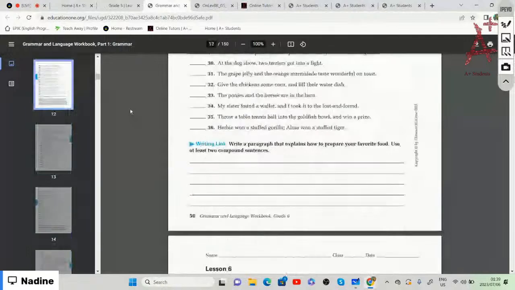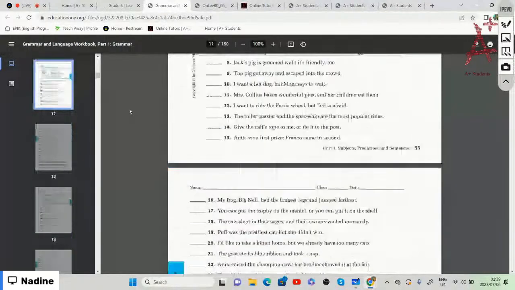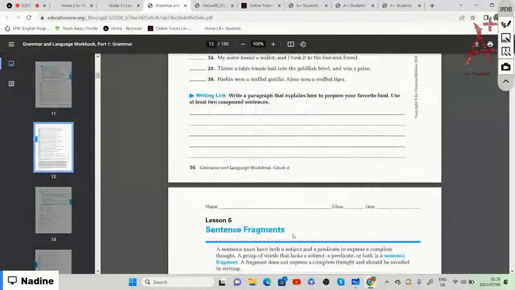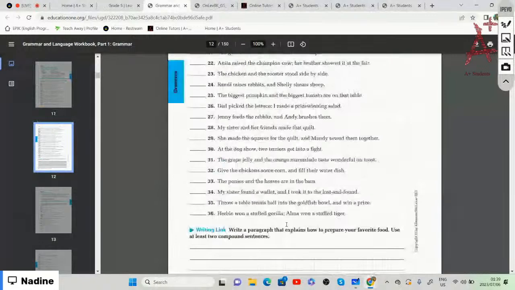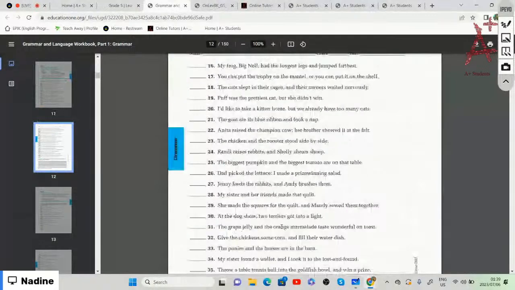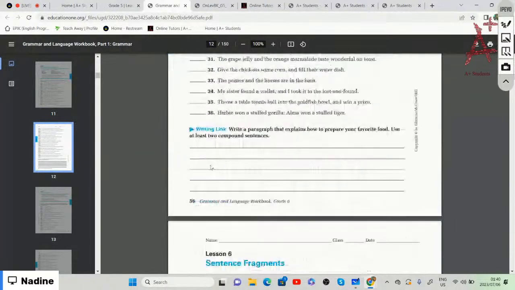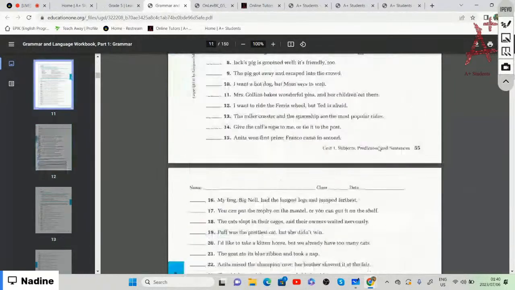Actually, let's stay on this page, page 56. So you're going to go to page 56, and we're going to use the sentences on this page and select the verbs within the sentences that we see. We are on page 56 in the grammar and language workbook. It's supposed to be grade 6, grade 5.